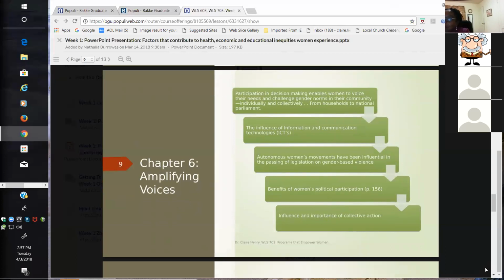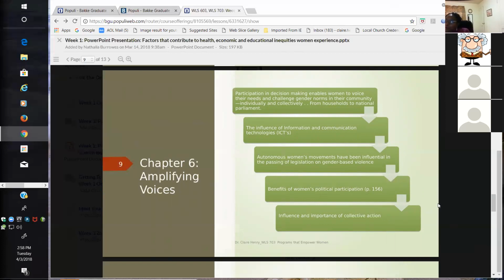Amplifying voices. Participation in decision-making enables women to voice their needs and challenge gender norms in their community, both individually and collectively, from households to national parliament. The influence of information and communication technologies have impacted the empowerment of women.